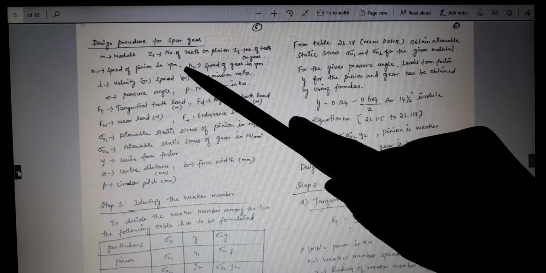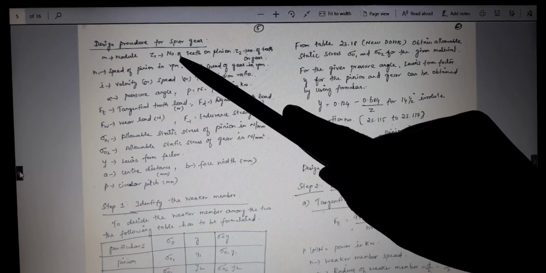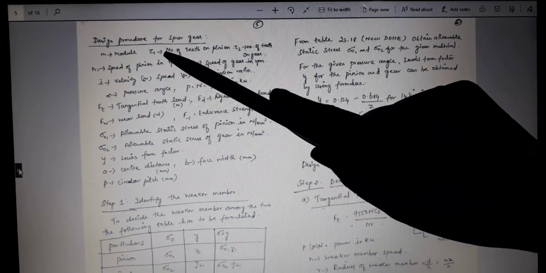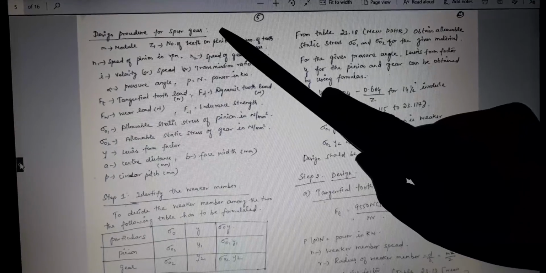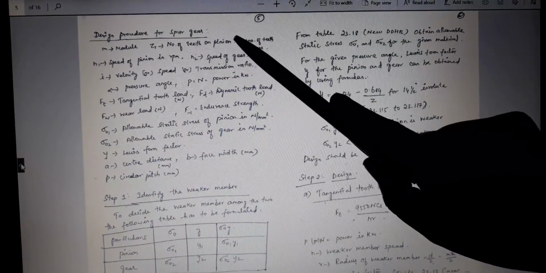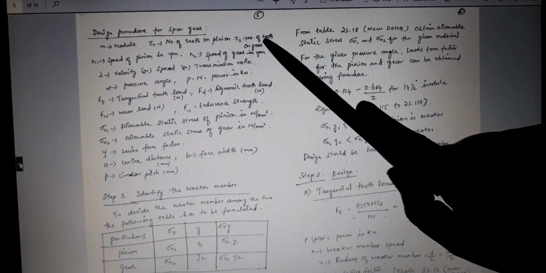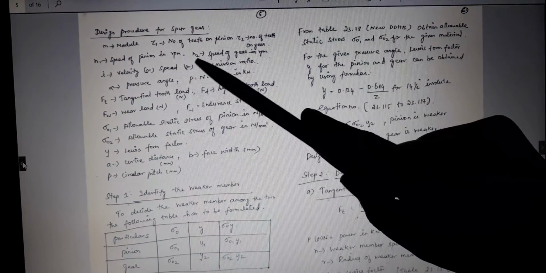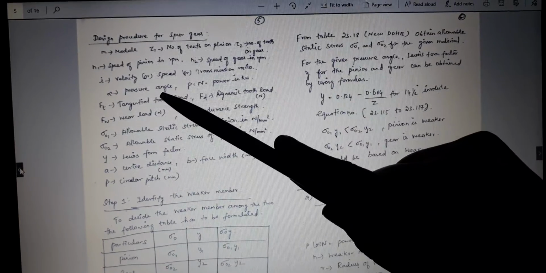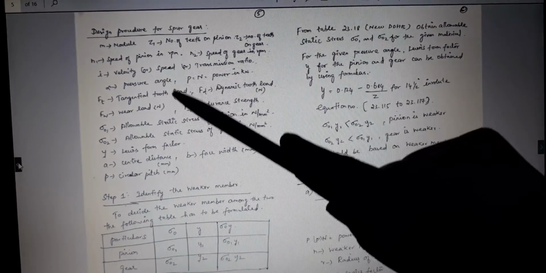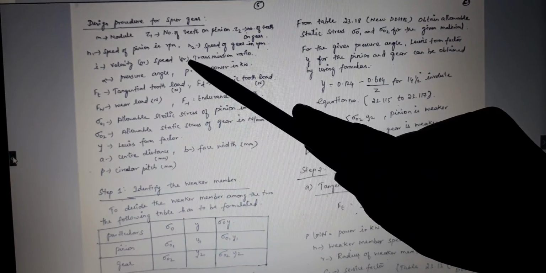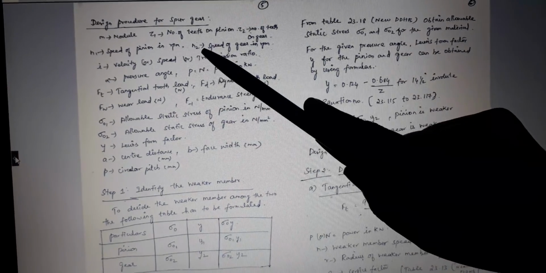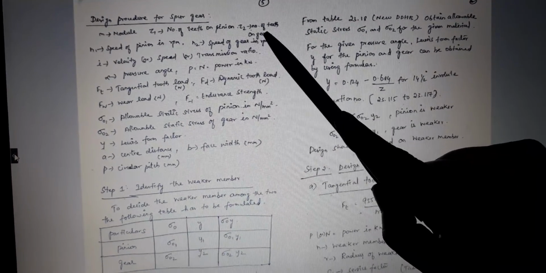So M is a module, Z is the number of teeth. If it's 1, it means number of teeth on pinion. Z2, Z is the number of teeth; if it is 2, that is the number of teeth on gear. So N1, where 1 denotes a pinion and 2 denotes a gear. What is meant by N? Small n is the speed of the pinion in RPM, and N2 is the speed of the gear in RPM.